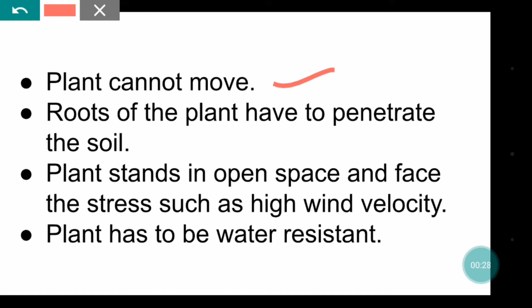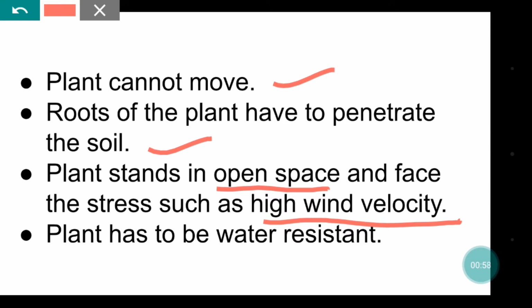Next, the roots of the plant have to penetrate the soil. While penetrating, they need tensile strength so they can easily get inside the soil. A plant stands in open space and has to face stress such as high velocity of wind. So again it needs strength and mechanical support.